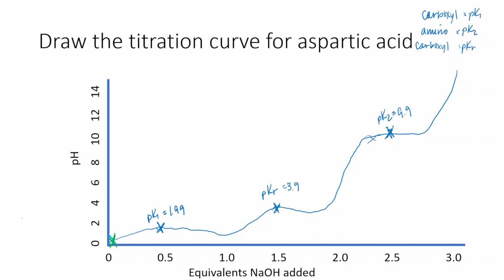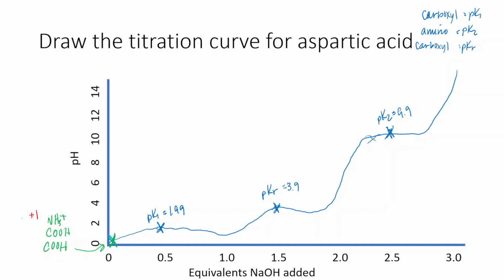Yes, they would look like carboxylic acid. They would be COOH, COOH. What would our amino group look like? It would look like NH3+. And that's at our 0 point. And what would our charge be here? Our overall charge? +1.